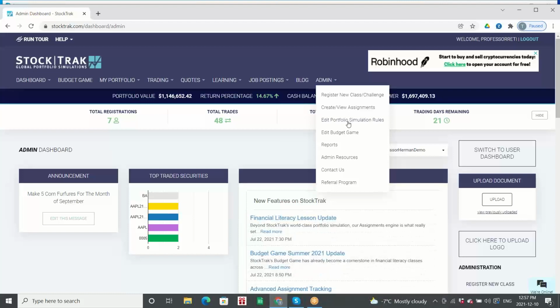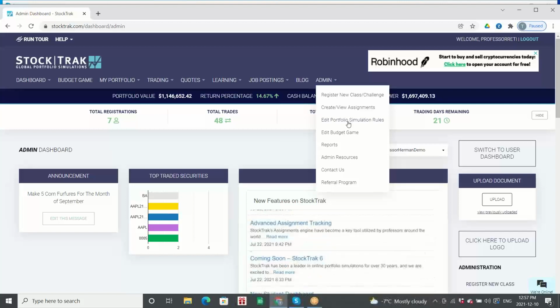So anytime we set up a portfolio session or a trading session or a virtual trading session, we can always come back in and edit the trading rules. Things like, I want to turn on day trading, I want to turn off day trading, I want to add different kinds of financial exchanges. So I may want to add London, I may want to add Paris, I may want to add Asia.